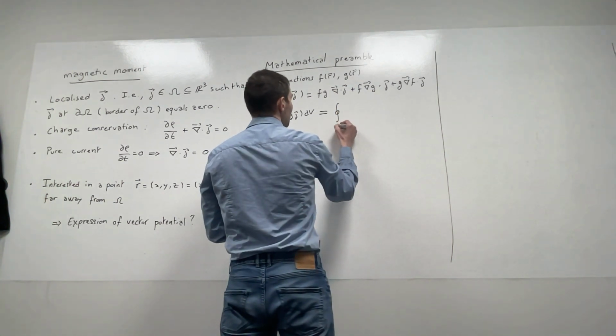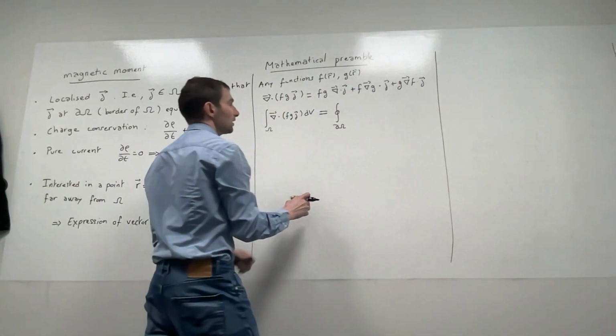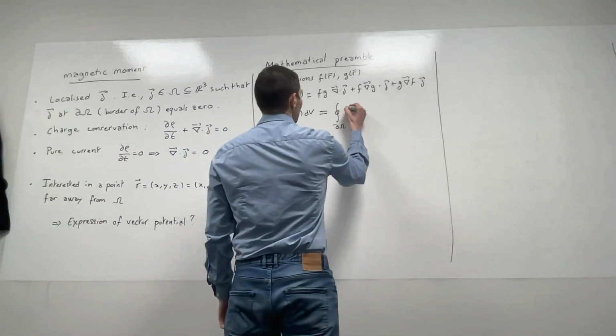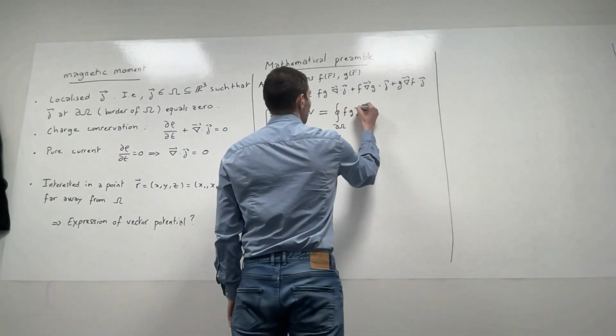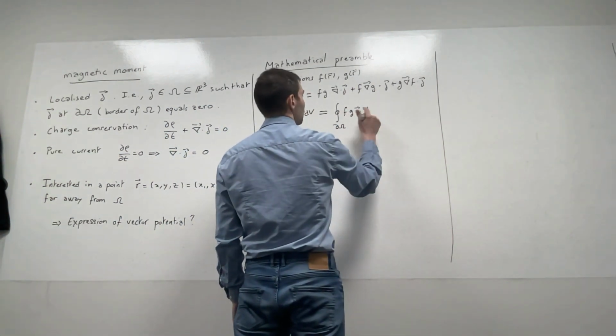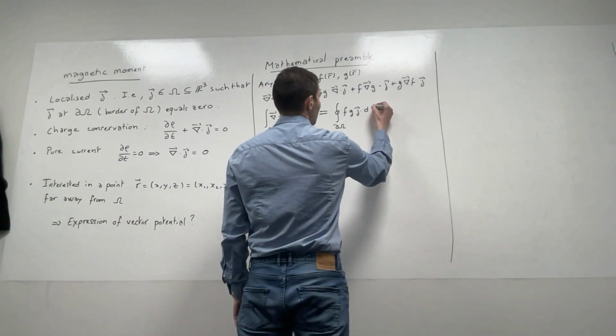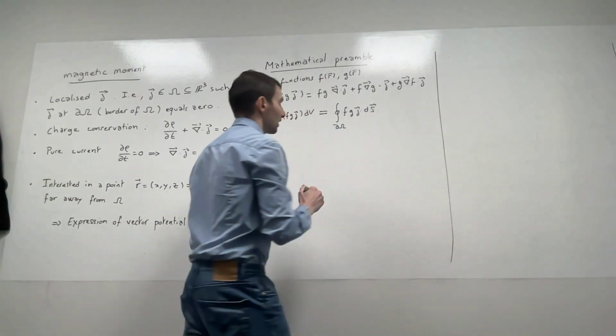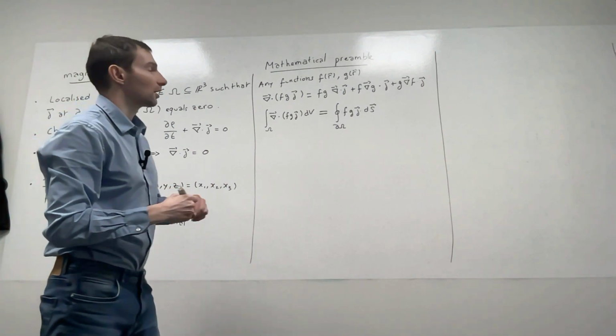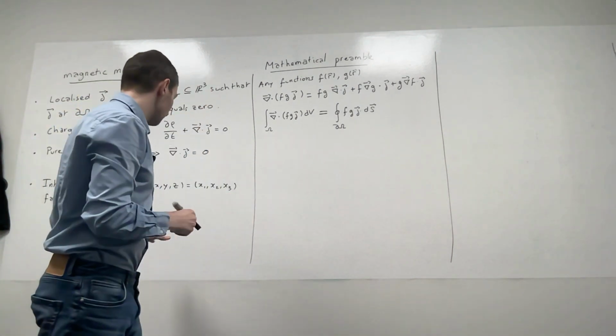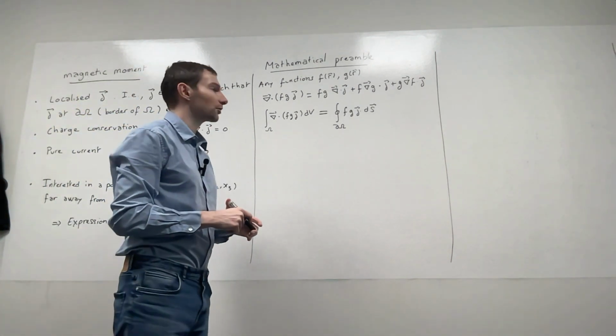And so there's going to be the integral over the border of omega of f, g, j, dot product with the surface area. I'm going to call it S here, just because A is going to be used for the vector field, for the vector potential.